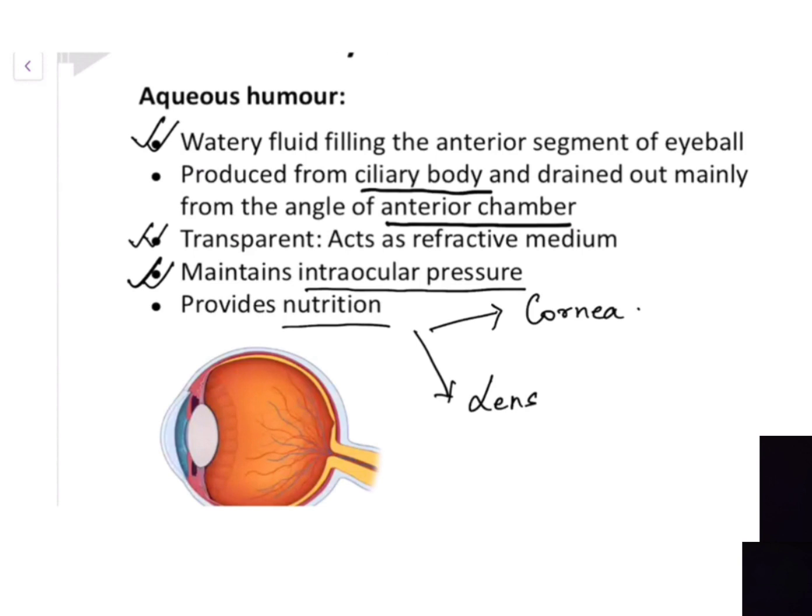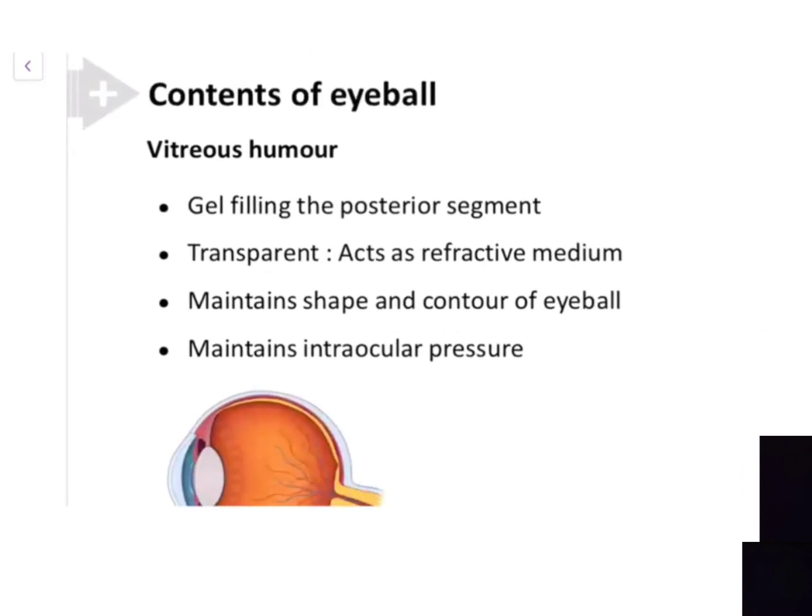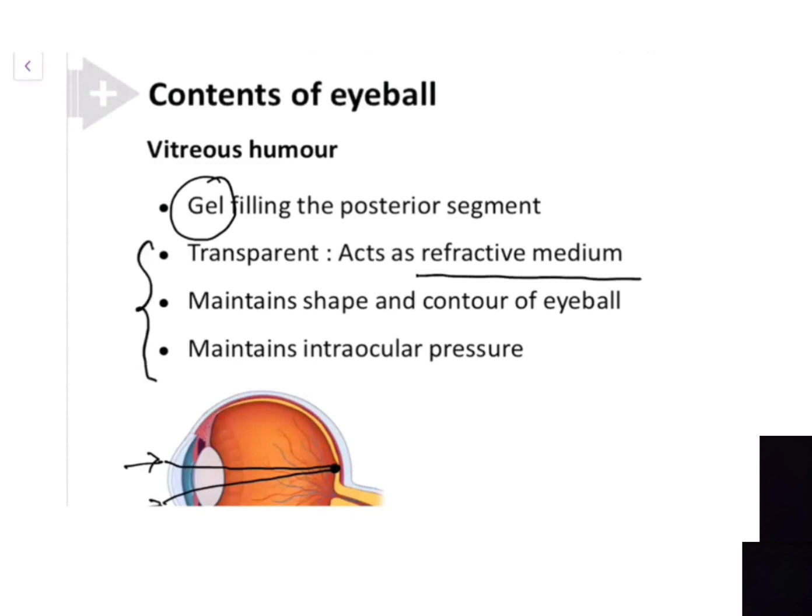So what about the posterior segment, that is the back part? It is filled with vitreous humor. Now what is essentially the difference between aqueous and vitreous? The aqueous, I told you, is a fluid, whereas the vitreous is a gel. The vitreous humor is a gel. Once again, if the light has to come through the cornea, then through the aqueous, then through the lens, and ultimately reach the retina, then this vitreous also has to be transparent. So this also acts as a refractive medium.